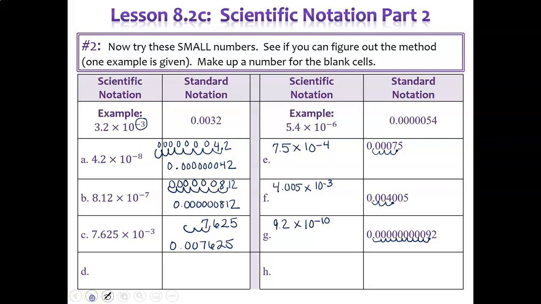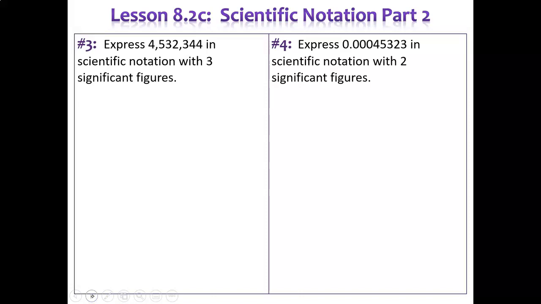All right, let's do a couple more. Number 3 says, express 4,532,344 in scientific notation with 3 significant figures. What that means is we're going to cut that number off after 3 figures. So let's do this in scientific notation. Let me rewrite it.